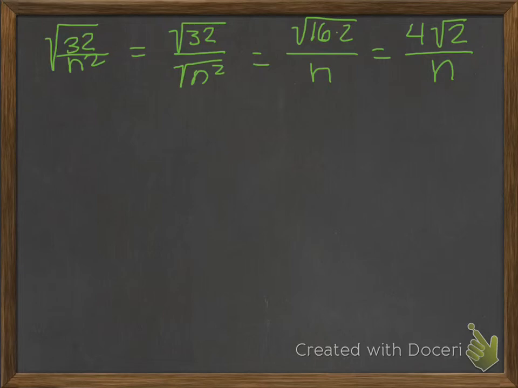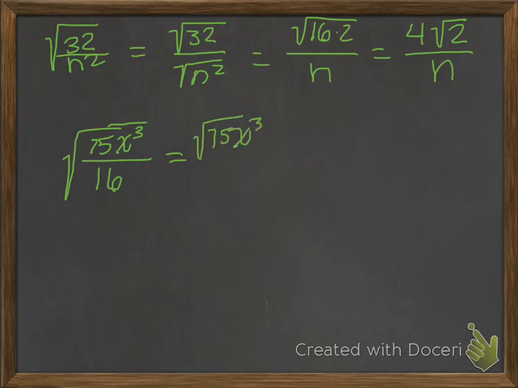Your last problem to try on your own is going to be the square root of 75x cubed over 16. So we'll go ahead and break that up. Square root of 75x cubed, square root of 16, and then simplify. The square root of 16 we know is 4, and then we'll work with the numerator.